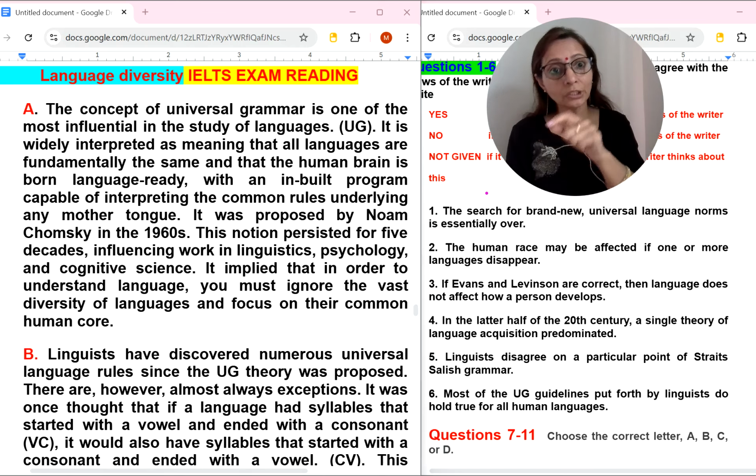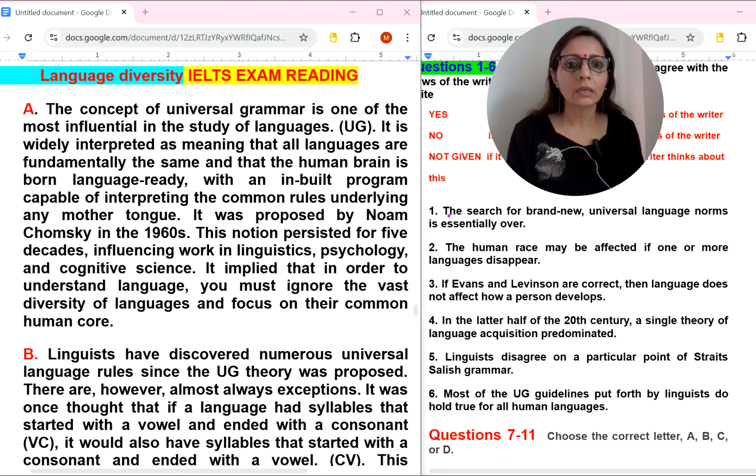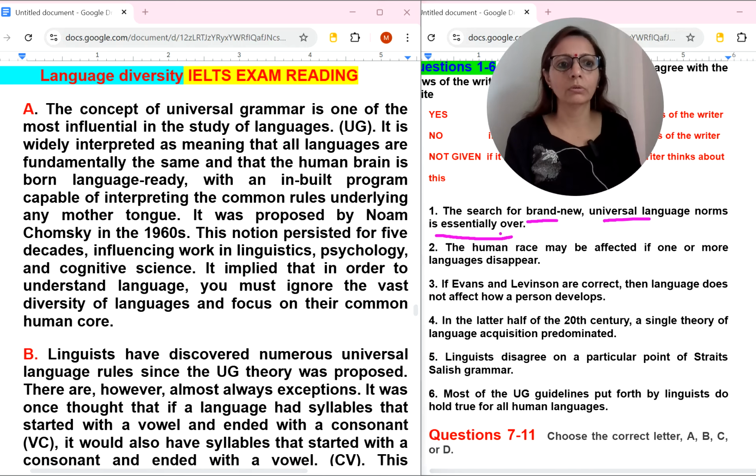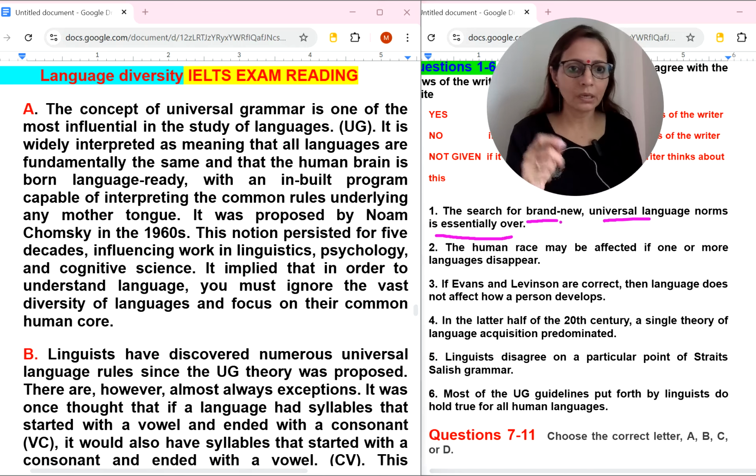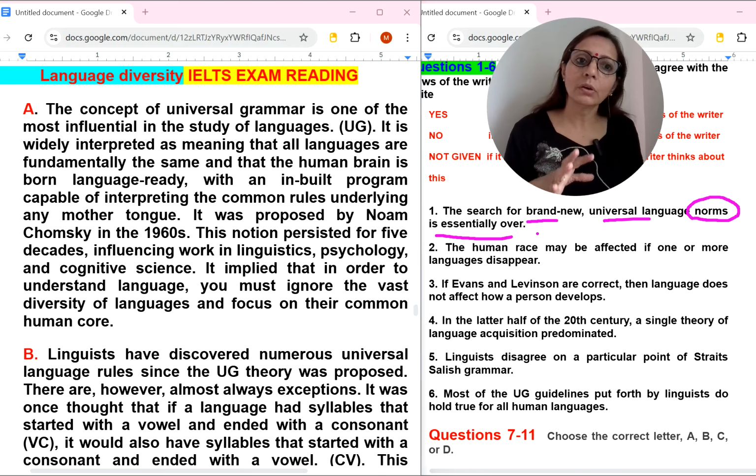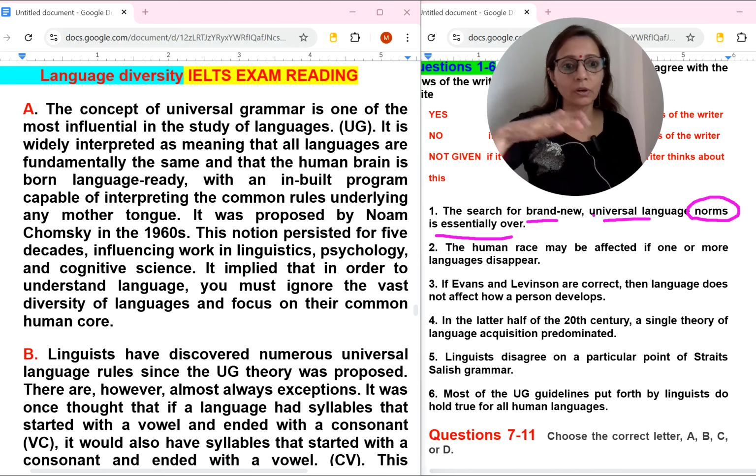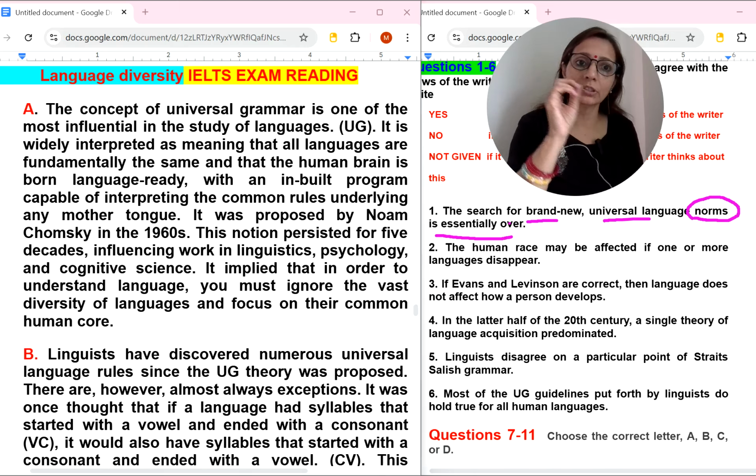So instructions, you should always read it. First question: the search for brand new universal language norms is essentially over. Okay, essentially over. So brand new is the keyword. I have selected universal language norm. So what is the meaning of this norm? Norm here means rules, regulations, you can say. So the search for these rules and regulations for this universal language is essentially over.